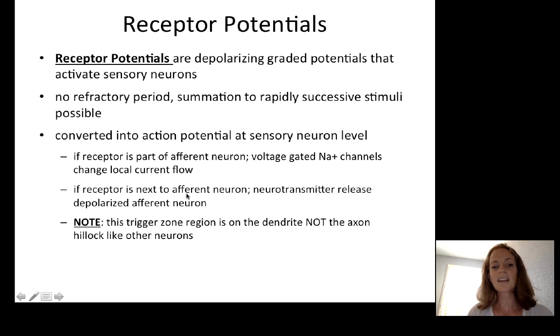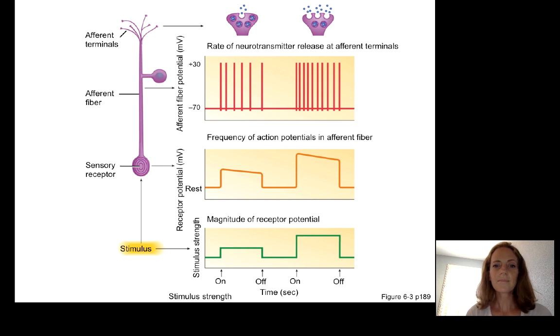If the receptor is next to the afferent neuron, the neurotransmitter release will lead to current flow within the afferent neuron. These we call trigger zones, and they will be on the dendrite regions, not the axon hillock like other neurons. So what we have is a stimulus like mechanical pressure, light, heat, sound, etc., that will be converted by the sensory receptor into action potentials in the sensory neuron.